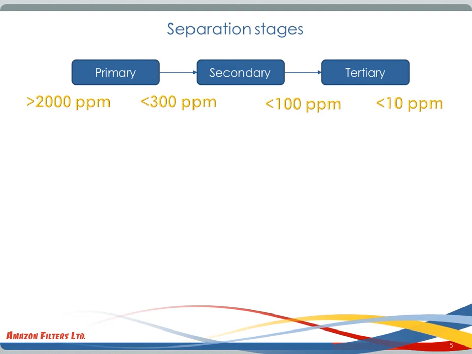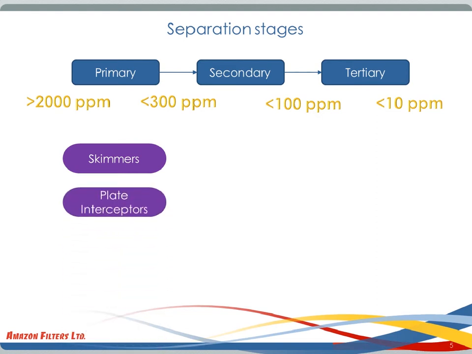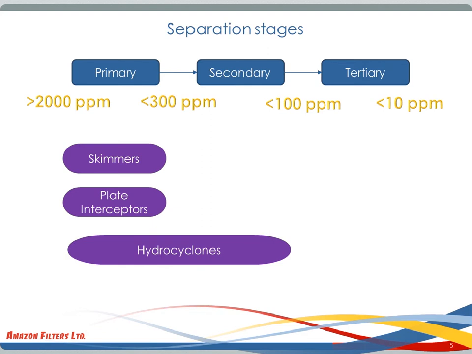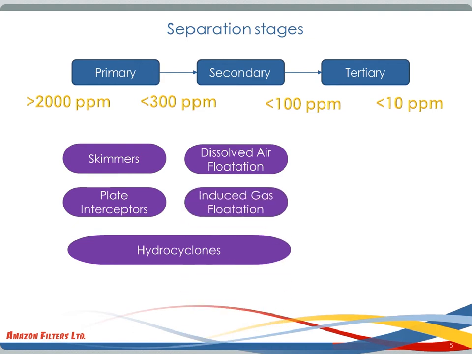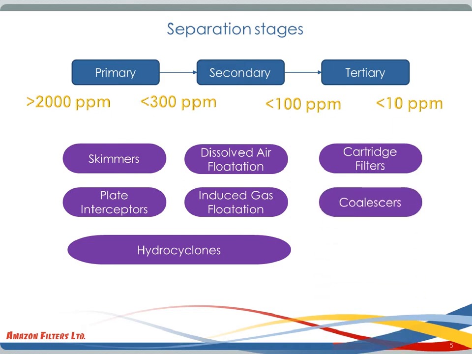We will go through now briefly the typical technologies employed, and we will then look at all these in more detail later on in the presentation. As a primary stage, we have skimmers, which effectively are a large settling tank, plate interceptors, and often hydrocyclones, which can also be used as a secondary stage of treatment after one of those primary stages. Other secondary technologies are dissolved air flotation and induced gas flotation. Then for the tertiary stage, typical technologies used here include cartridge filters, coalescers, and nutshell filters to reduce down to very low concentrations.